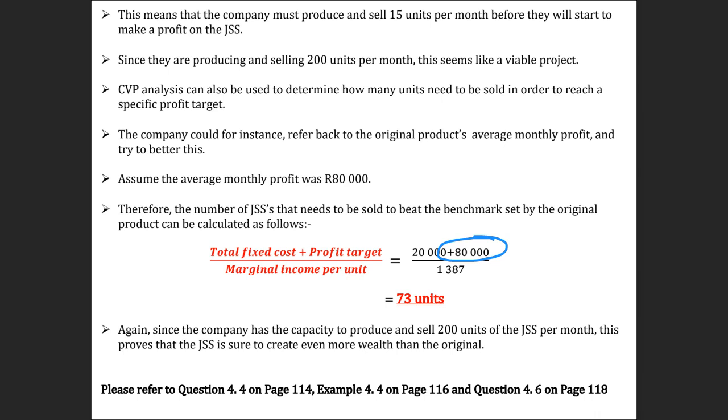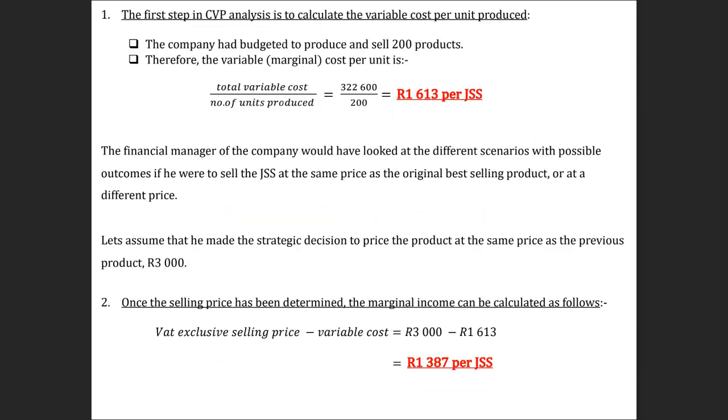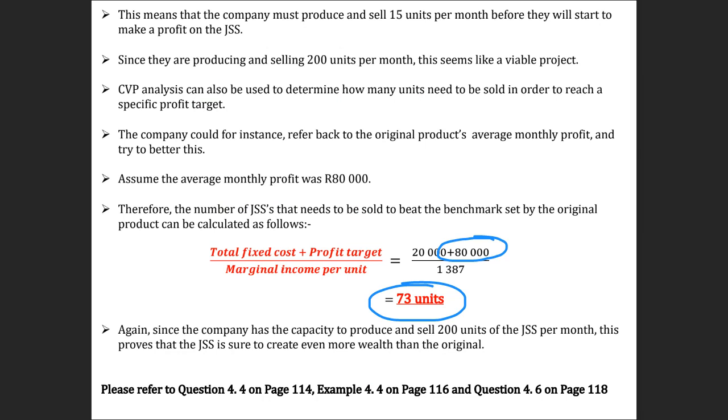This tells you that if the business hopes to achieve 80,000 Rand worth of profit in a particular month, they would need to make 73 units. Now, again, here in this example, the company was producing 200 units already on a monthly basis, which means that they are more than reaching that goal of producing 73 units. And so they're definitely making more than 80,000 Rand worth of profits in a particular month.